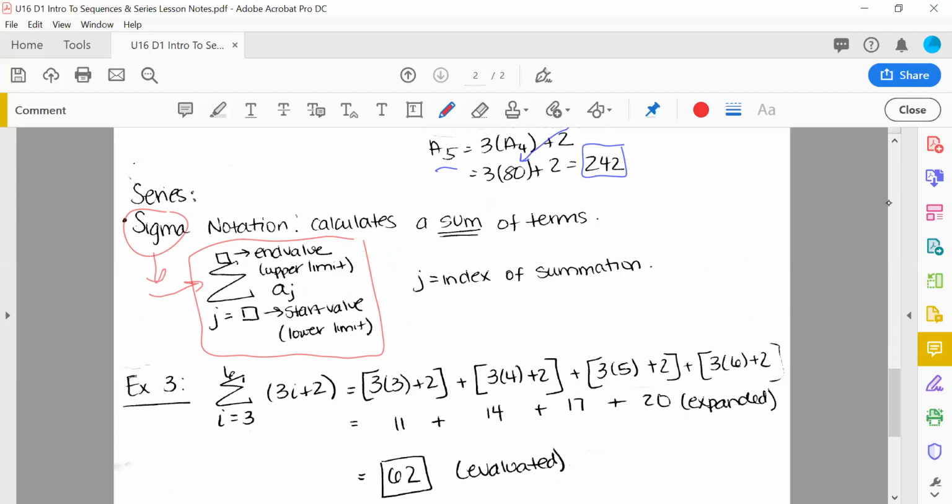You know, for you seniors, hopefully next year you'll be seeing that sooner rather than later, walking down fraternity or sorority row. It is also called summation notation.